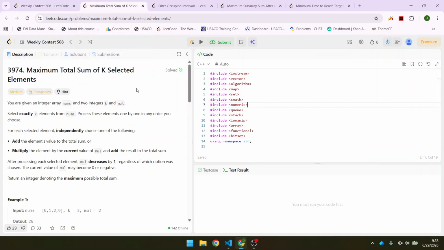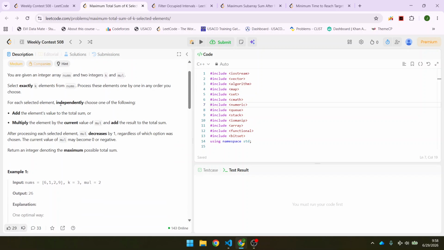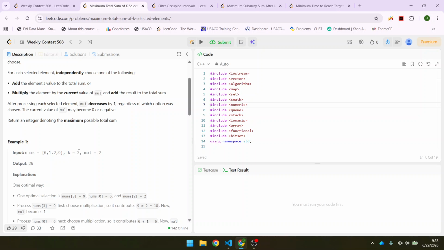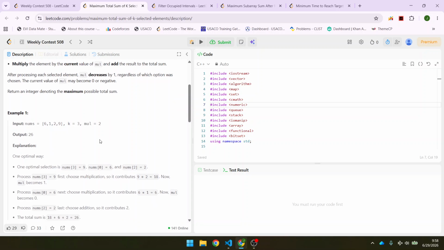So first, problem one. It gives you an array nums and you have k and mo. First of all, you can choose to add or multiply. You want the maximum possible total sum. Well, first of all, it seems pretty obvious that we'll need the biggest numbers. So for k equals 3, then we'll use 9, 6, and 2.